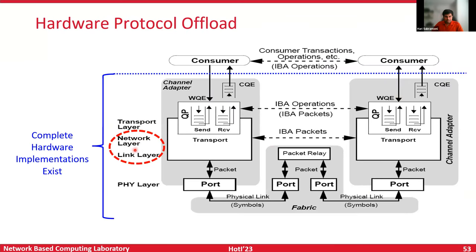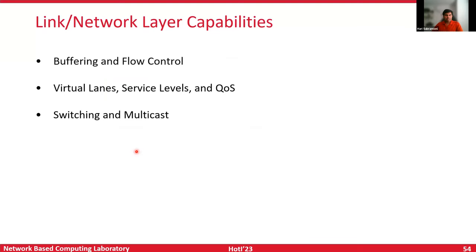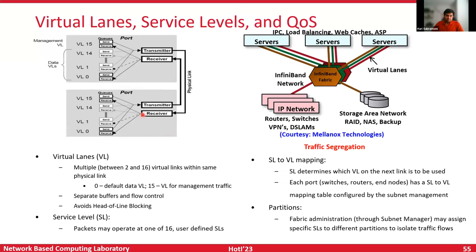So let's take a look at the network and link layers and some of the salient capabilities of these layers. We'll touch upon buffering and flow control, virtual lanes, service levels, and how you implement a differentiated quality of service using them, switching, and multicast. If you look at most InfiniBand devices as per the spec, you would have 16 different virtual lanes, 0 through 15. Zero is the default data virtual lane, and 15 is the default management virtual lane. So if you don't do anything, data traffic will always go through virtual lane 0 and management traffic will always go through virtual lane 15. And there will be certain hardware devices in the network adapter to go over these virtual lanes, select the appropriate packets and send them over the network.